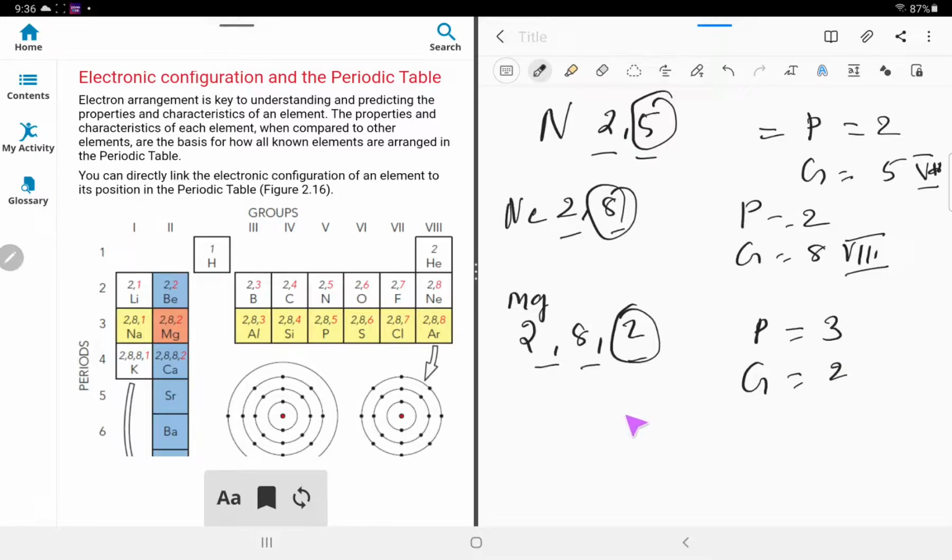Okay, now next let us write sulfur, 2 8 6. How many shells does sulfur have? 1, 2, 3 shells. So period is 3 and valence electron is 6. So group number is 6.